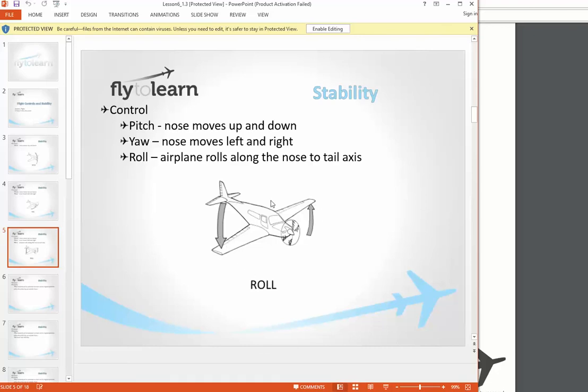These, or the control surfaces that control this, are closer to the wing tips, and they're called the ailerons. Now these work a little bit differently than the elevator. One aileron will move up to decrease lift, but increase drag. The other will move down to increase both lift and drag.